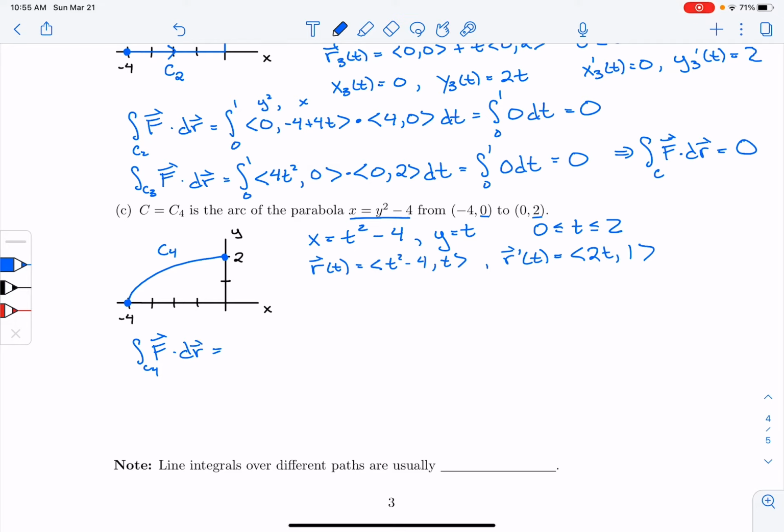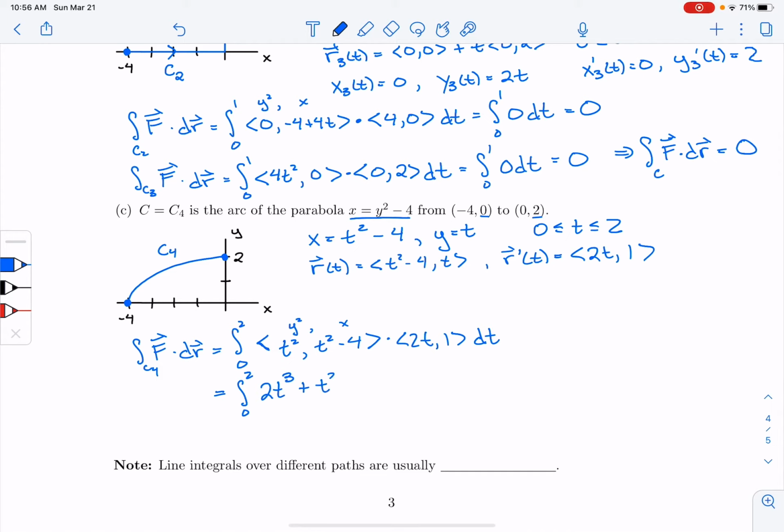And that integral is the integral from 0 to 2 of f of r of t. So again, we need to have y squared and x. So y squared in this case is t squared. And then x is t squared minus 4. So f of r of t dot r prime of t, which is 2t and 1, dt. So here we're going to get the integral from 0 to 2. Let's perform that dot product. So we're going to get 2t cubed plus t squared minus 4. And now we want to integrate that dt.